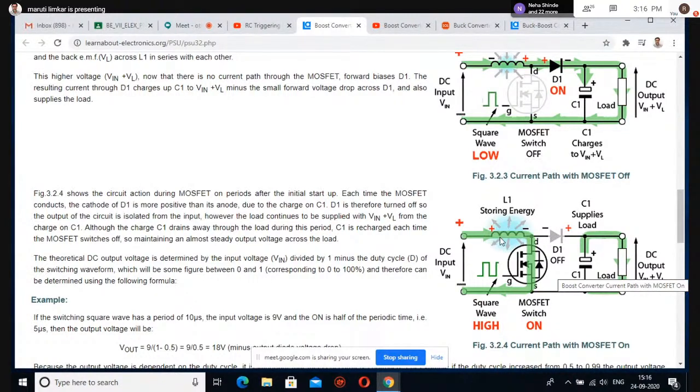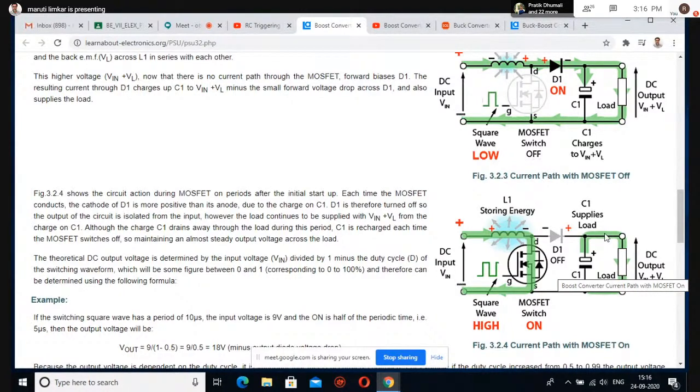So it means the anode side voltage of the diode is now less than the cathode side voltage of the diode. So the cathode voltage is greater than the anode voltage, so your diode goes into the off state. So it will act as an open circuit.